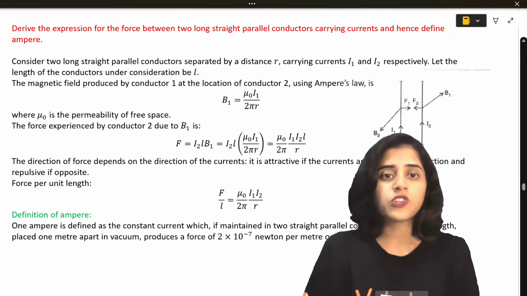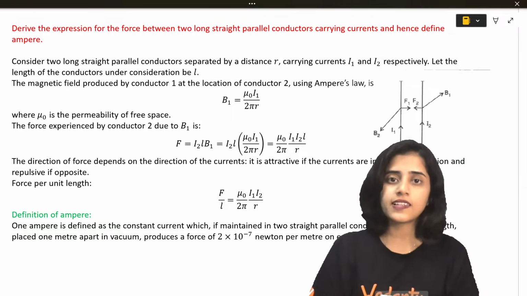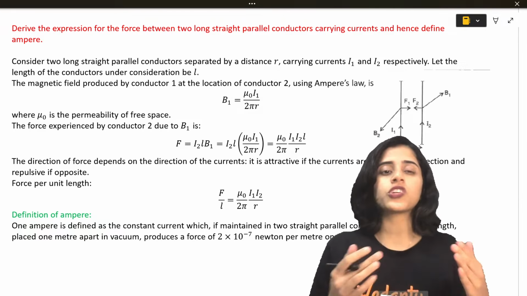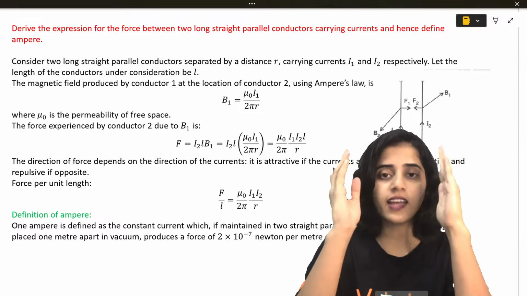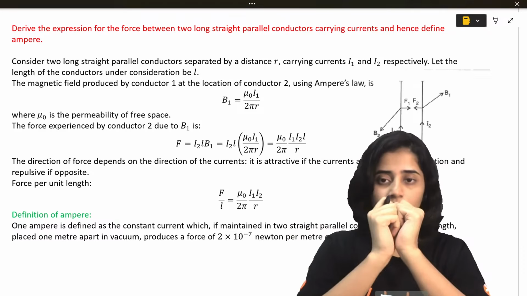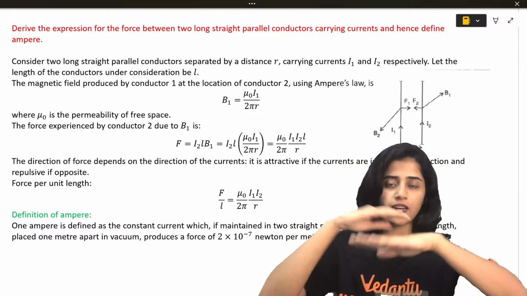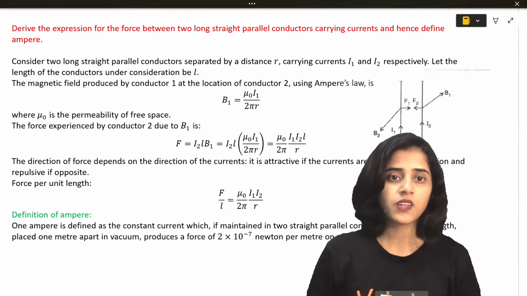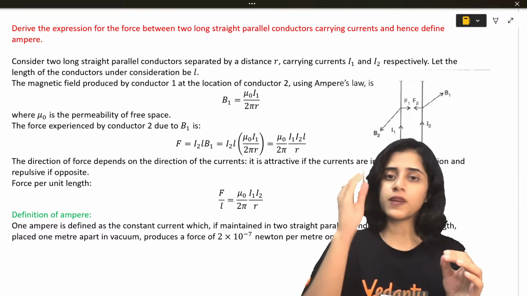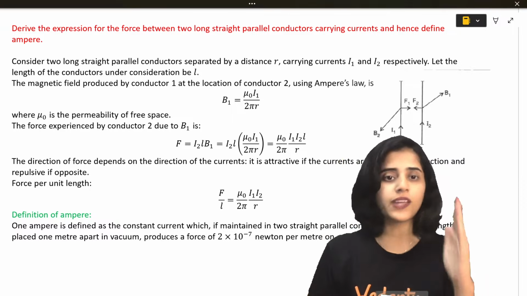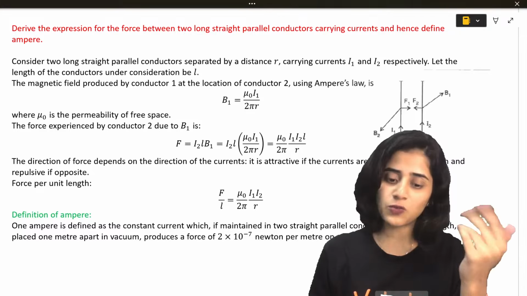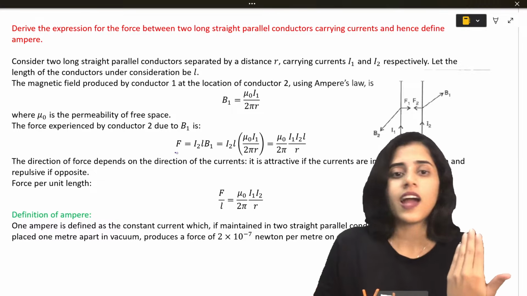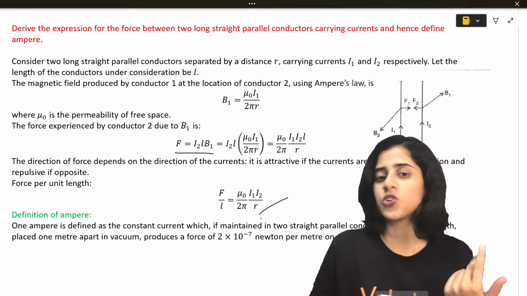Derive the expression for the force between two long straight parallel current carrying conductors and hence define an ampere. So you're going to consider two parallel conductors that are separated by a distance r. Two conducting wires that are separated by a distance r. I1 is the current through 1, I2 is the current through 2. So the magnetic field produced by conductor 1 will be mu 0 I1 by 2 pi r. Magnetic field produced by the second one will also be mu 0 I2 by 2 pi r. What is force? Force is I2 l B, and then you substitute, you get the answer.